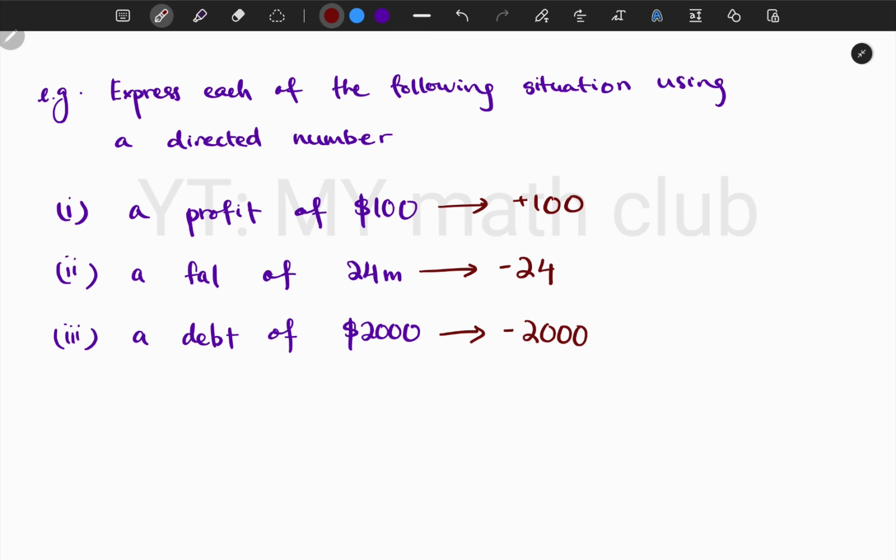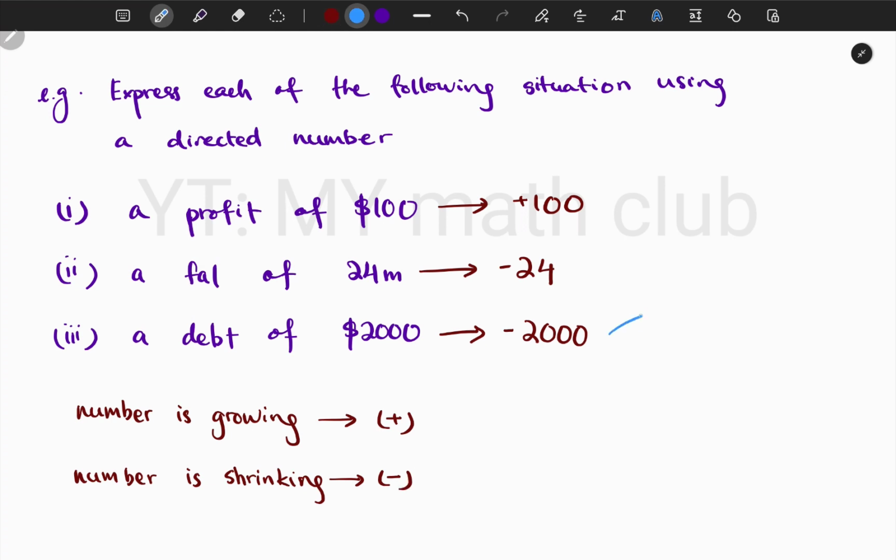You want to always remember that when the question is trying to hint that the number is growing bigger, then it's most likely a positive directed number. And when the question is hinting at a number shrinking smaller, then it is a negative directed number. Also, for question C, here we are assuming that the baseline before we consider someone is in debt is $0. So anything below $0 is considered as being in debt.